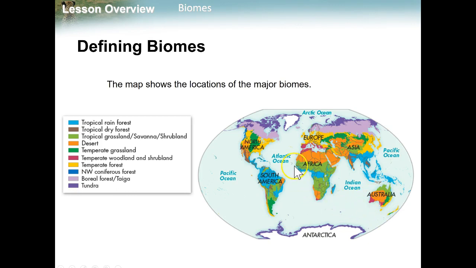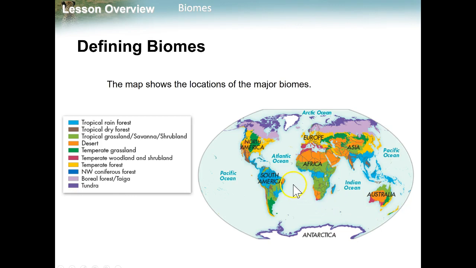The temperate forest, look at this. We have a lot of temperate forest. Where we live is a temperate forest. This part of North America is a temperate forest. Most of Europe is a temperate forest, and part of China and Asia is that temperate forest as well, and Australia has some temperate forest.